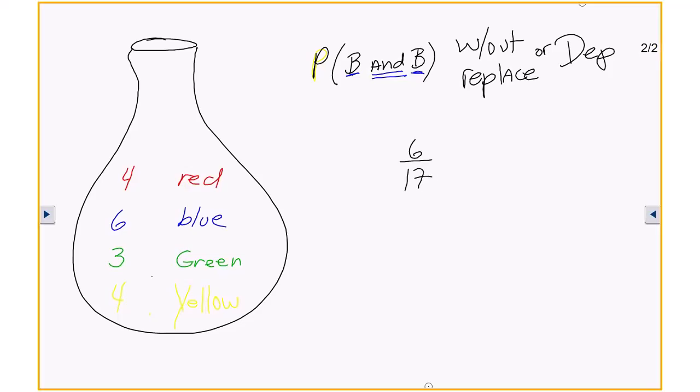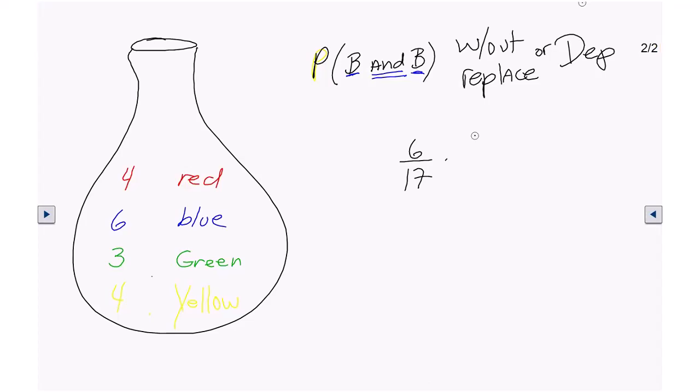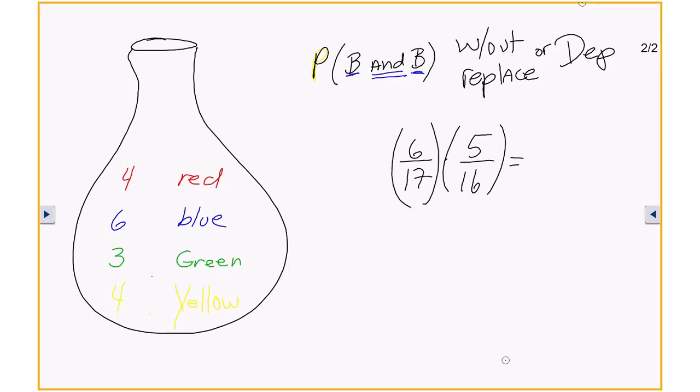So I pick the first blue marble, and what I do with it, I put it in my pocket. So what does that change? Now, how many blues are in the bag? 5. And what's the total of the bag? 16. Now you've got a different answer.